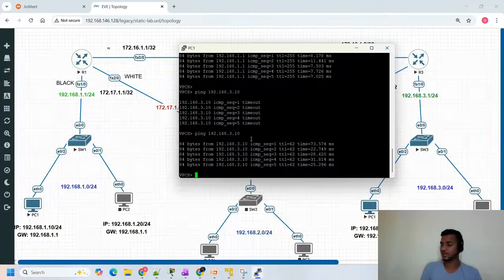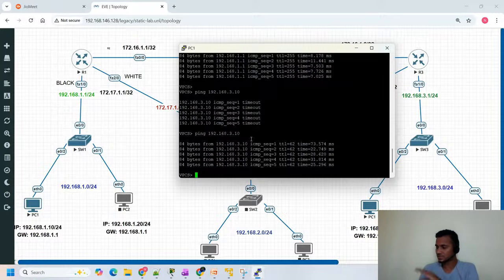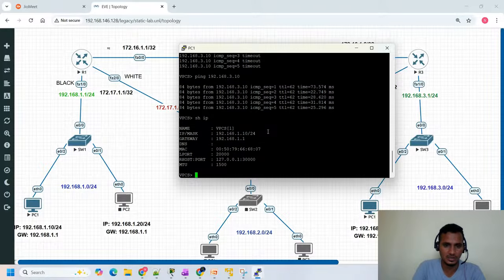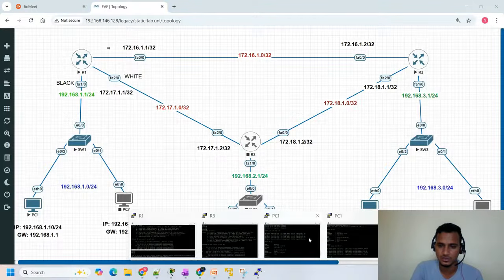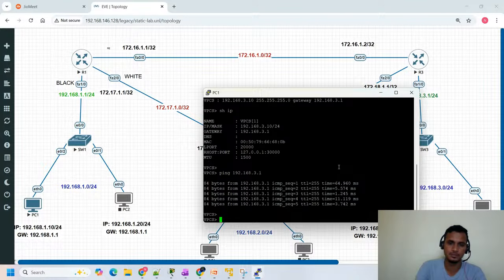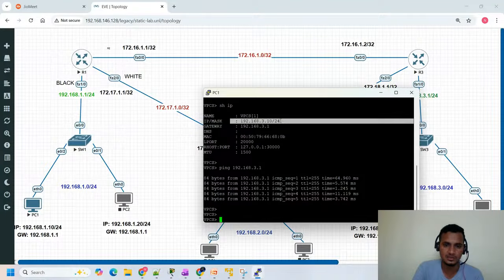Do remember that if you don't have routes in both directions, from source to destination and destination to source, then it is not going to work properly. So you have to configure both. What is the ip address of this pc? If you want, you can verify with show ip. This pc is 1.10, and I am able to ping from 1.10 to 3.10. If you want to verify the cross communication, that is also okay. Go to this pc, what is the ip address? This pc's ip address is 3.10.